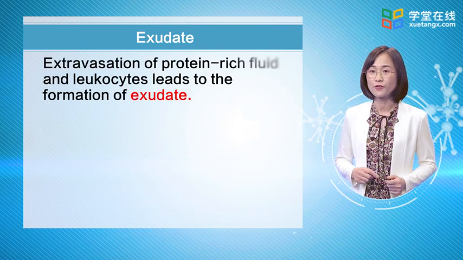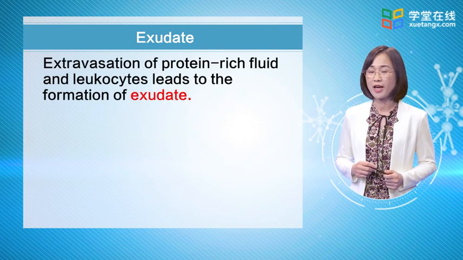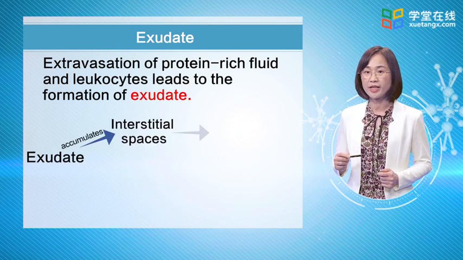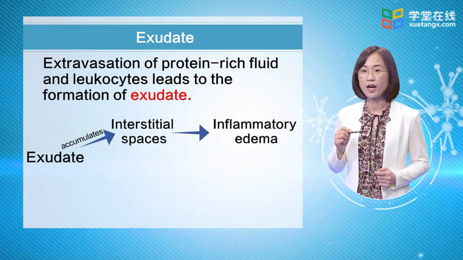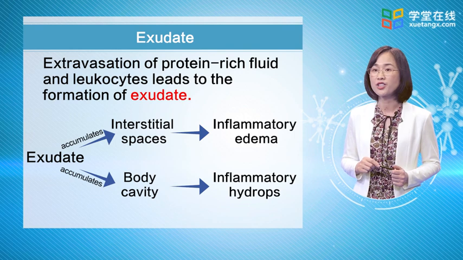Extravasation of protein-rich fluid and leukocytes leads to the formation of exudate. Exudate builds up in the interstitial spaces, resulting in edema, which, if it accumulates in a body cavity, will produce inflammatory hydrops.